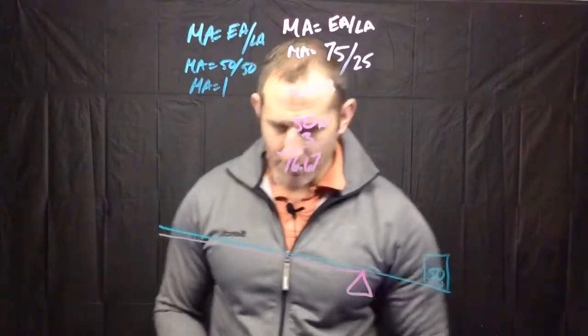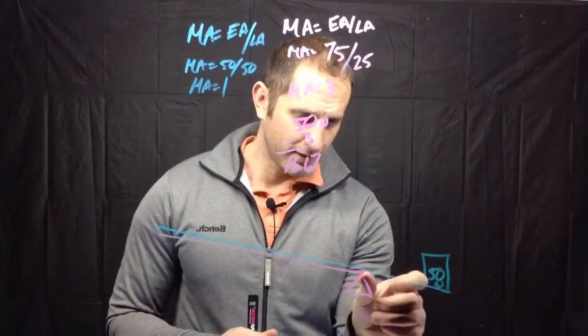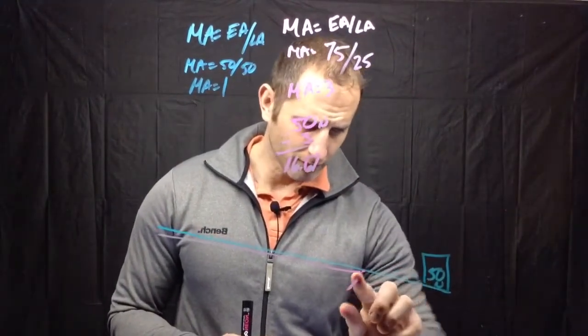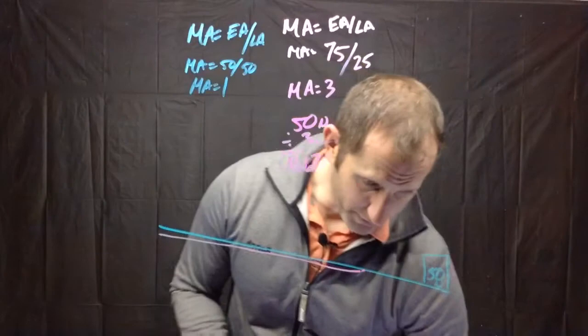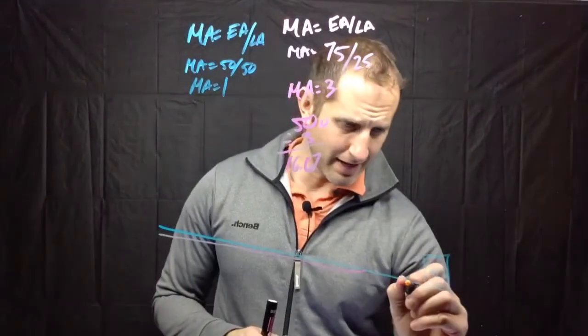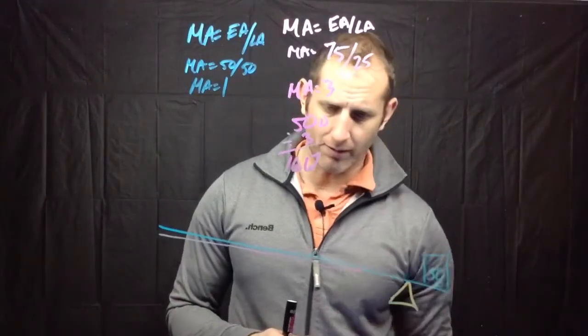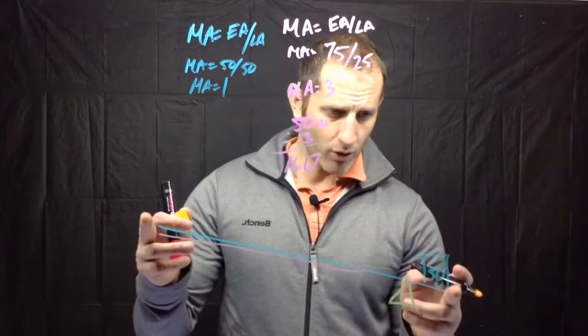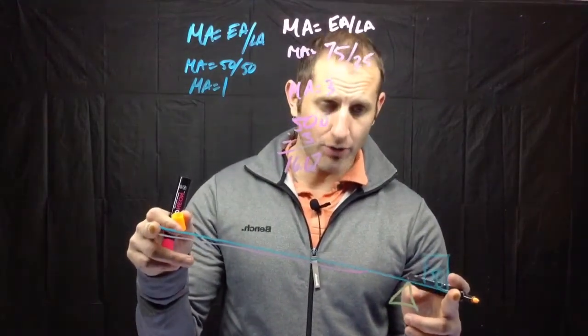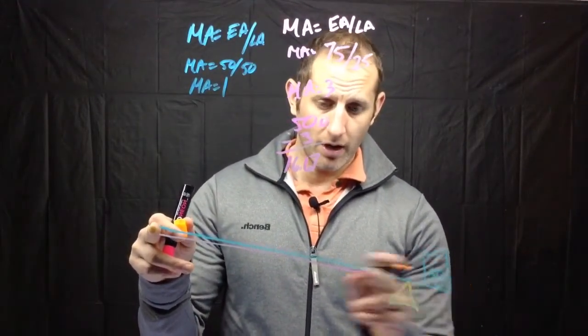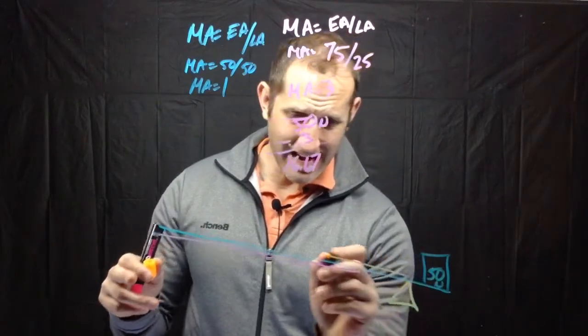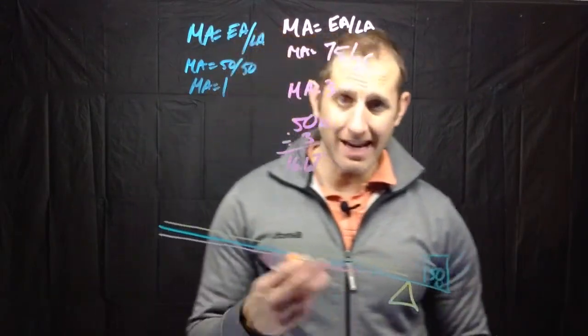Let's see if we can make it even more advantageous. Let's erase this fulcrum, and let's put a new fulcrum in. Let's do this in orange. And let's make it about 90% of what the board is. So we know originally this board was 100 centimeters. This is now about 90% of that, or 90 centimeters.